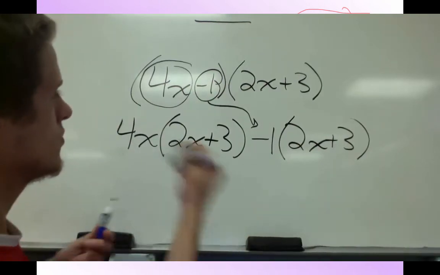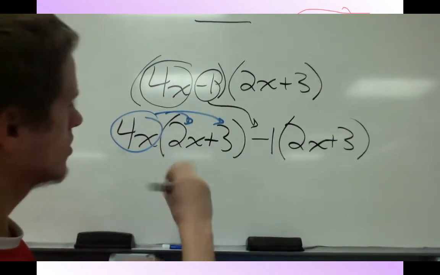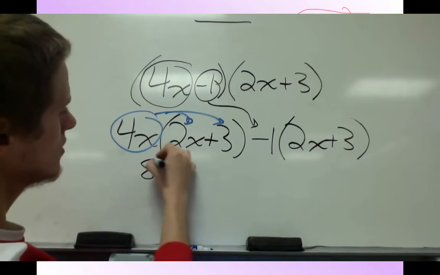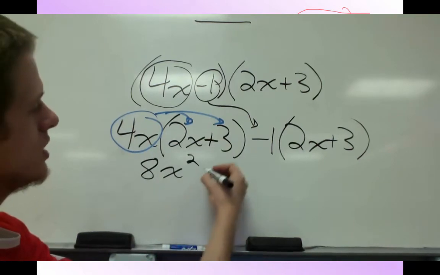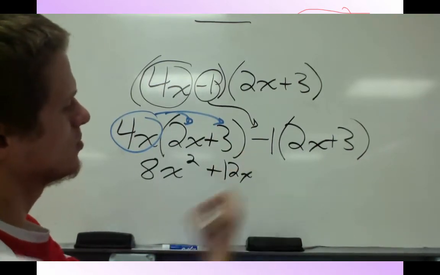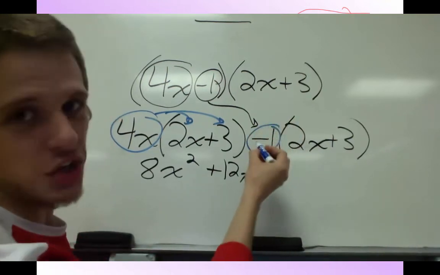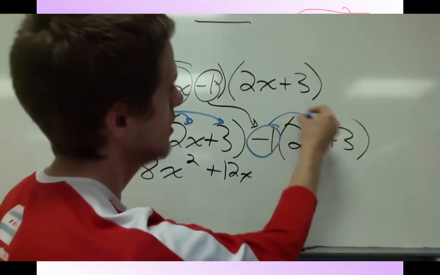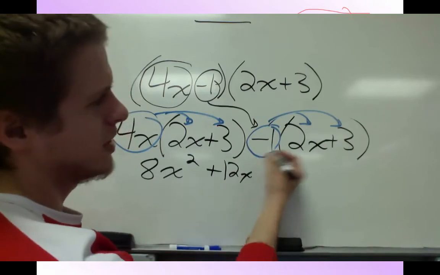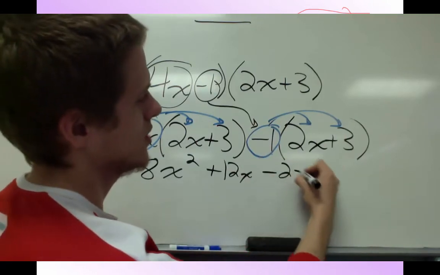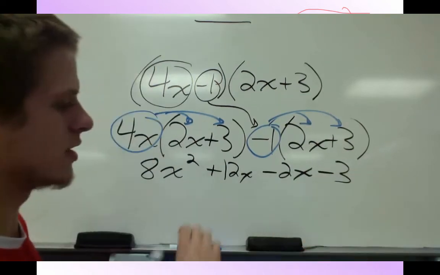So from there, we take the 4x, multiply it by both things on the inside. 4 times 2 gives you 8x squared. 4x times 3 gives you plus 12x. The second one, you want to distribute including the sign. So negative 1, you're going to multiply by everything on the inside of the parentheses. Negative 1 times 2x gives you minus 2x. Negative 1 times 3 gives you minus 3.